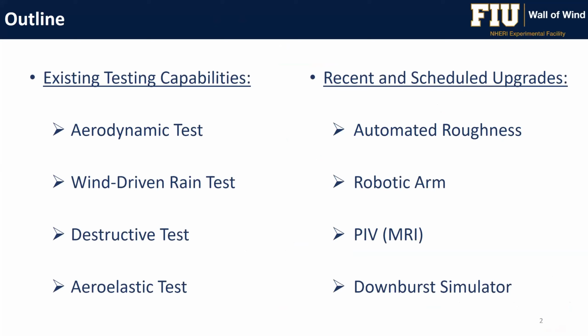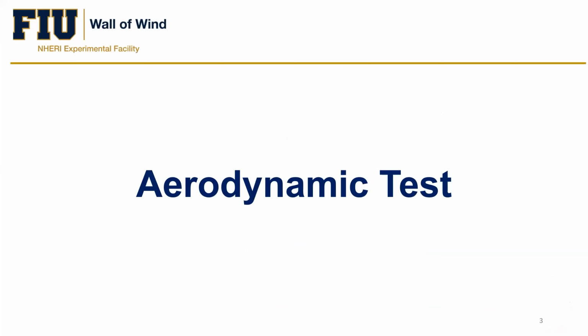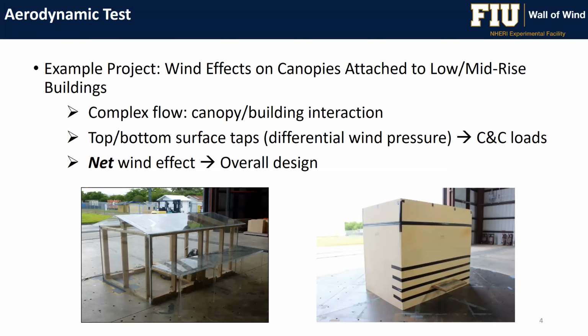So we have basically two groups here, existing testing capabilities and recent and scheduled upgrades. I'm going to start with the aerodynamic test, which is the most typical, traditional wind tunnel study involving a model with pressure taps. Some examples that we included here: wind effects on canopies attached to low and mid-rise buildings.